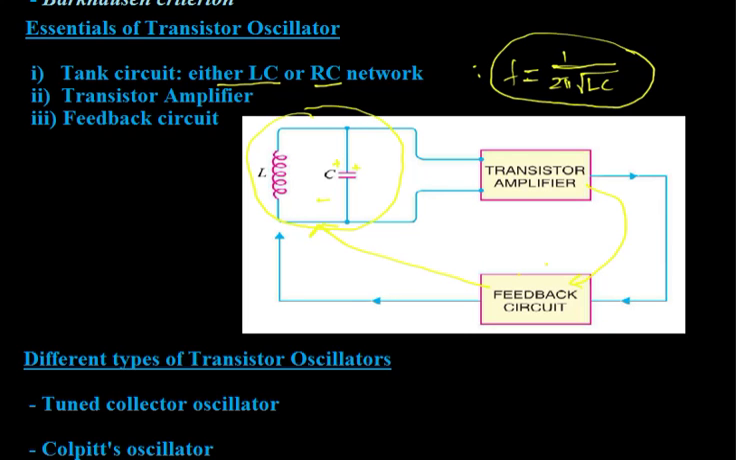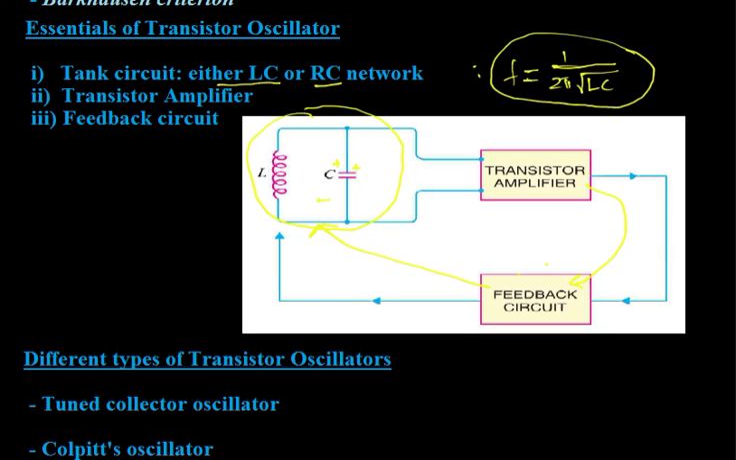So this is the general or schematic representation of a transistor oscillator, or the essentials of a transistor oscillator. They are a tank circuit to produce the oscillations, an amplifier circuit to amplify the oscillations produced by the tank circuit, and a feedback circuit to meet the losses of the tank circuit. They are connected in this way, and we can get an undamped output from this oscillatory circuit.